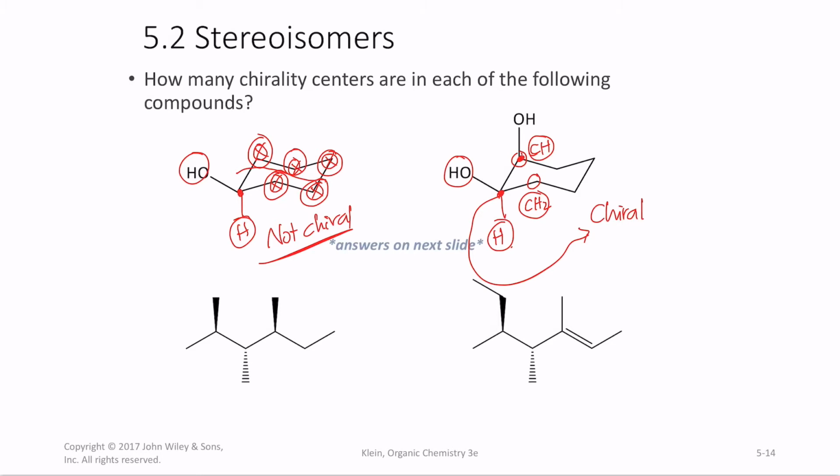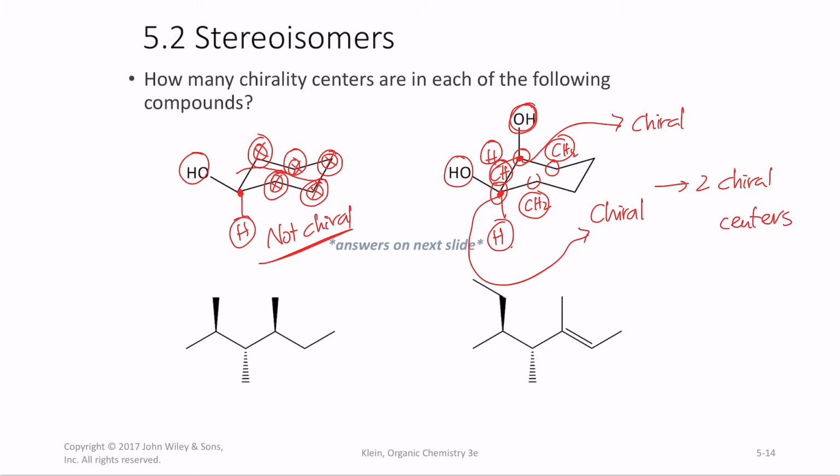Next, look at this carbon here. For this carbon here, you have CH2, you have CH, you have OH, and on the bottom you have hydrogen. So this is 1, 2, 3, and 4. All 4 are unique, which means this is also chiral. So this molecule has 2 chiral centers.